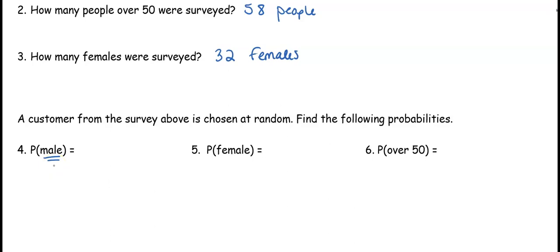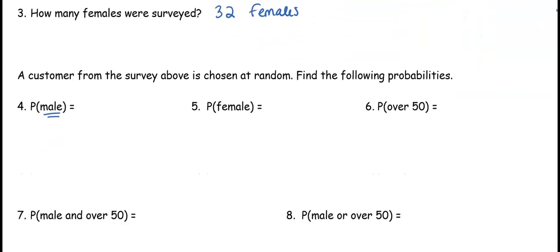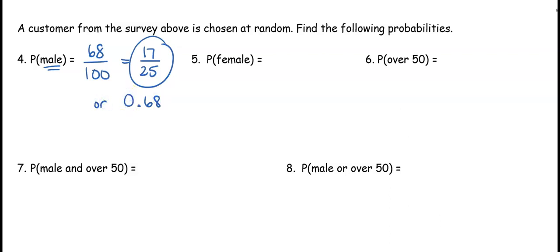So how many different chances do I have of choosing a male? Well, I look back at that table. I'm not going to scroll up and down every single time, but if I look back at this table right here, I see 68 males. So if I'm choosing one at random, my table showed me that there were 68 chances for me to pick a male out of the total of 100 people surveyed. We reduce that down to 17 over 25, which is 0.68. Remember, we can do decimals or we can do fractions.